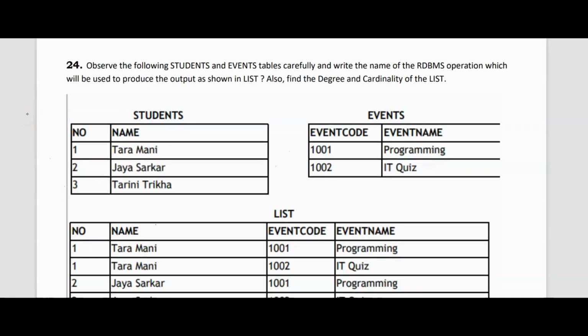Let us read the next type of question. Observe the following students and events tables carefully and write the name of the RDBMS operation which will be used to produce the output as shown in the list. Also find the degree and the cardinality of the list. So they have given the students table, the events table, and the list table also. They're asking you to write the name of the RDBMS operation which will be used to produce the output as shown in the list table.